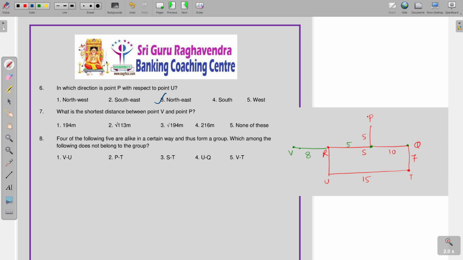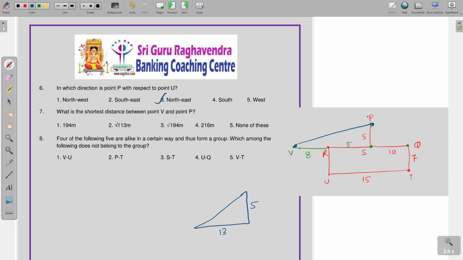What is the shortest distance between point V and point P? So, V here and point P here. We need to find this distance. See, 8 plus 5, 13. A right angle triangle is forming here. This side is 13 and this is 5. What is this distance?